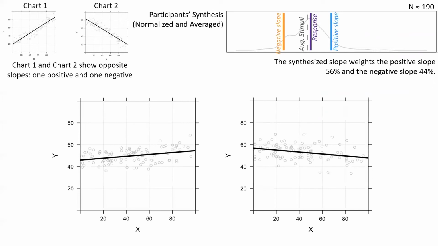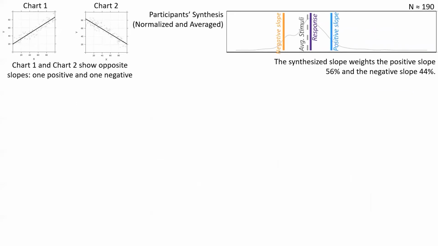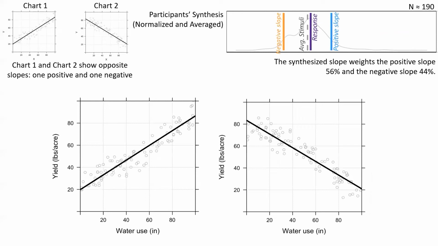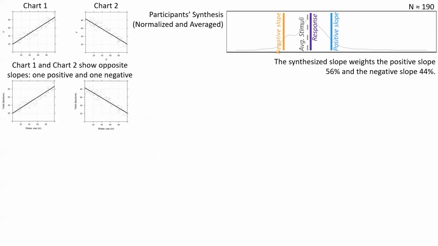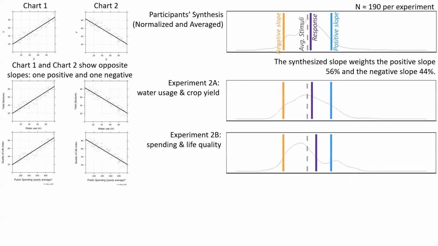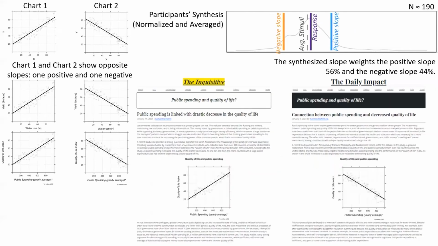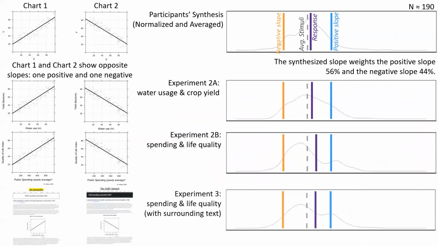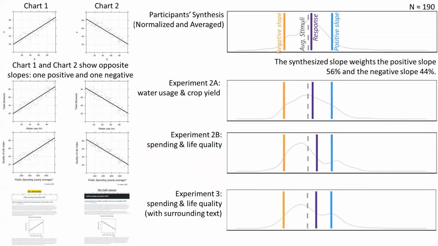So far, the results we have shown are from the experiment where the x and y axes are labeled with abstract variables x and y. We conducted an experiment too, which gives the charts more context by labeling them with more realistic variables. We tested two scenarios, one about water usage and crop yield, and another one about the quality of life and government public spending. And here are the results. We find the same patterns. We tried a fourth manipulation where we put descriptive text surrounding the charts, and again found very similar results.